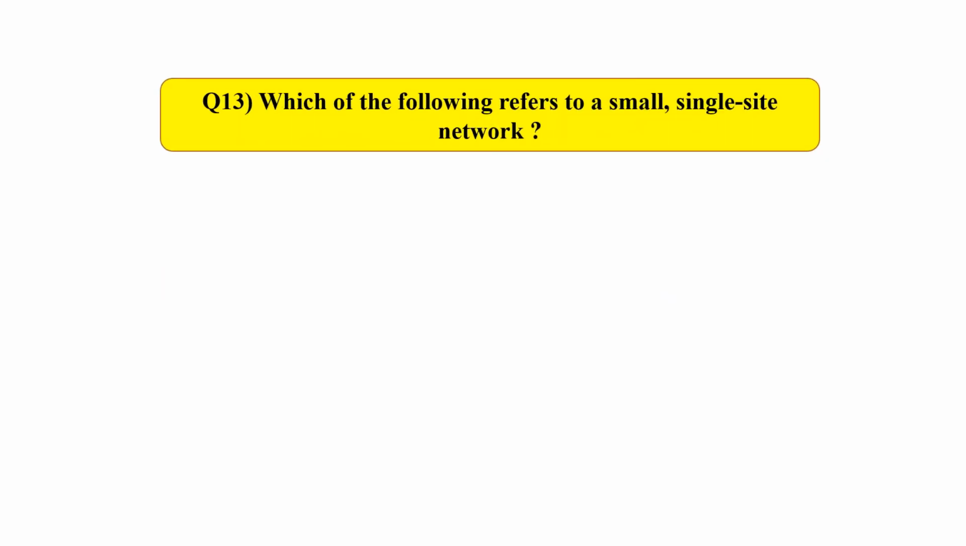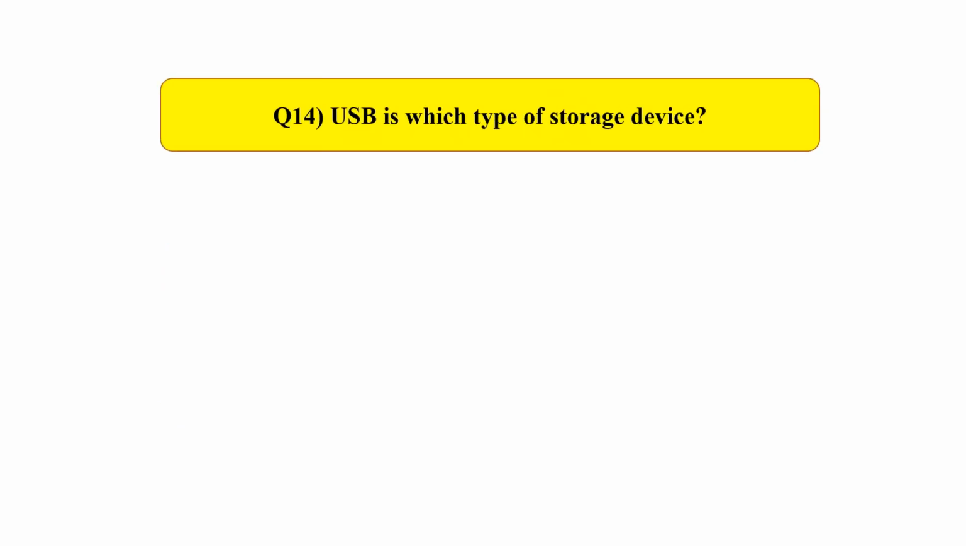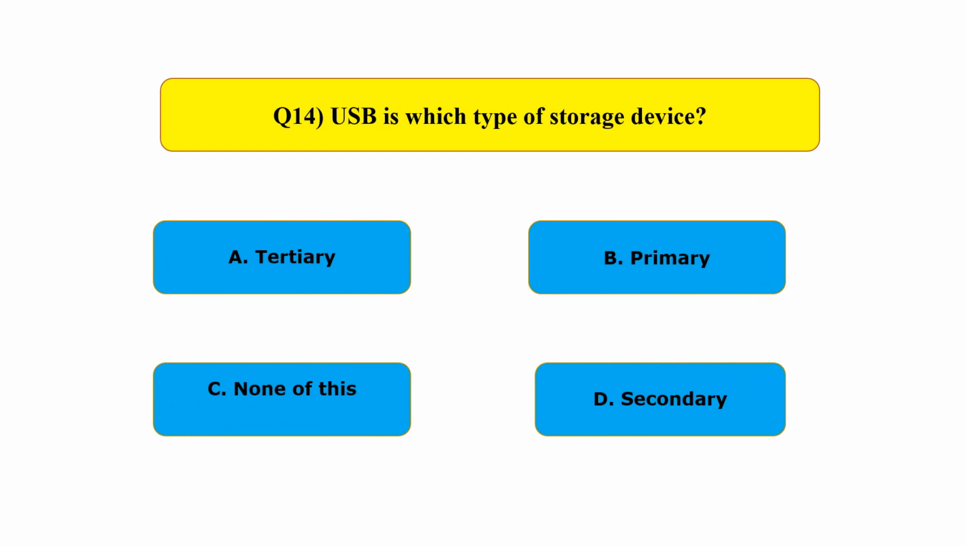Which of the following refers to a small single-site network? Answer C. LAN. USB is which type of storage device? Answer D. Secondary.